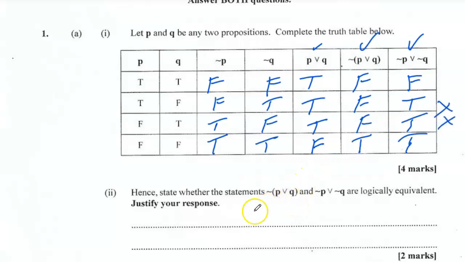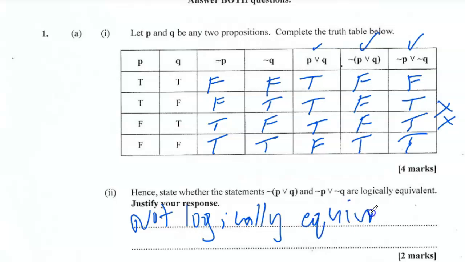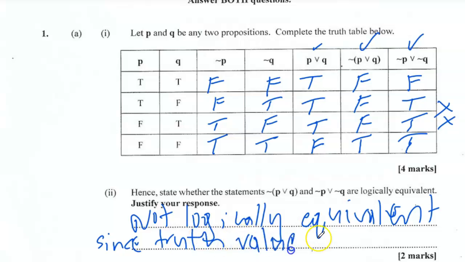So the statements are not logically equivalent, since the truth values are not the same. Alright, truth values are not the same. So in other words, they are different. So these two statements are not logically equivalent. Let's move on.